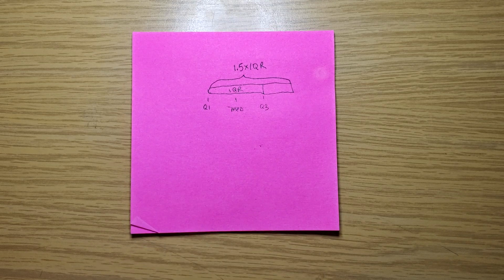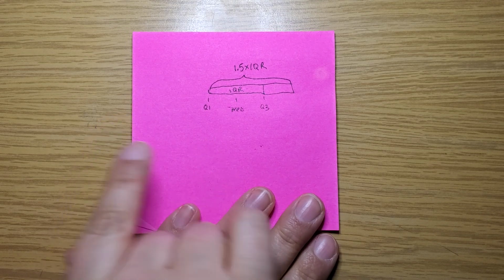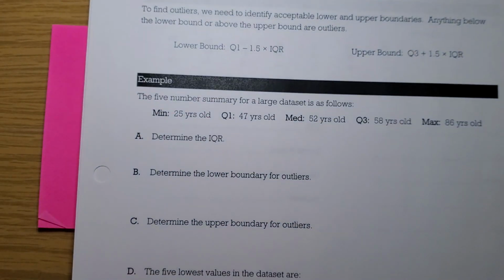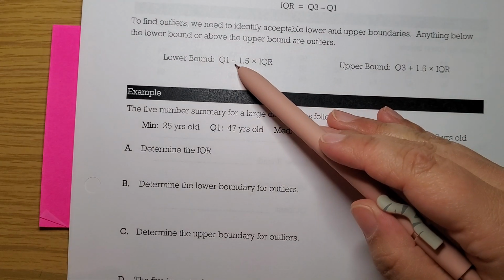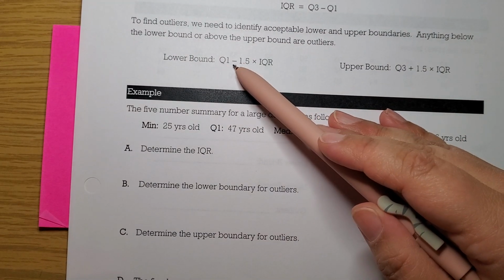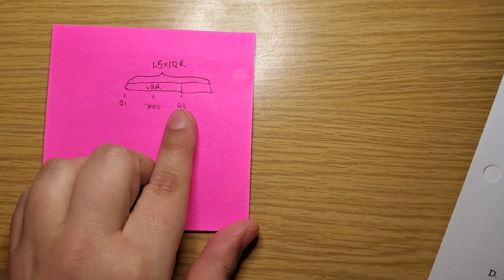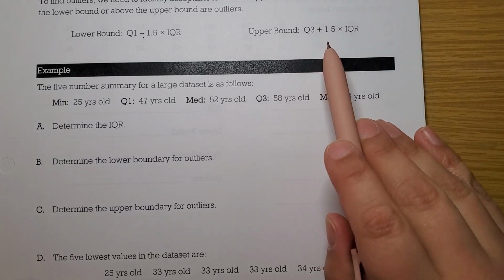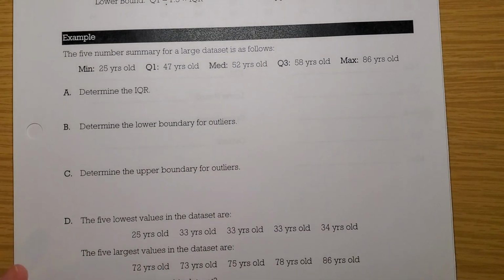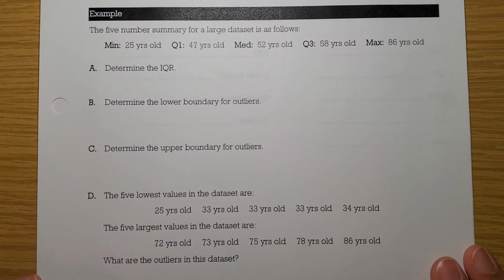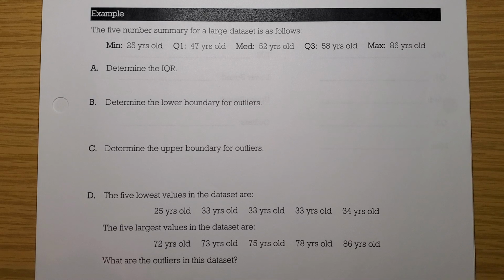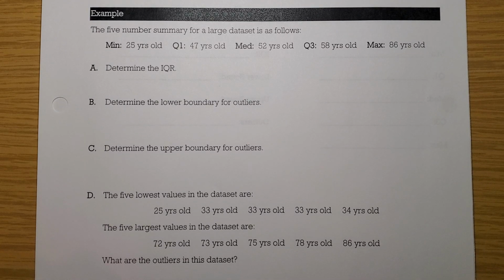So that's where those formulas come from. Since we're looking below Q1, that's why in our formula we have Q1 minus, and we're looking above Q3 to the right. So that's why here we have a Q3 plus. So let's go ahead and apply these formulas to finding the IQR and then these outlier boundaries.